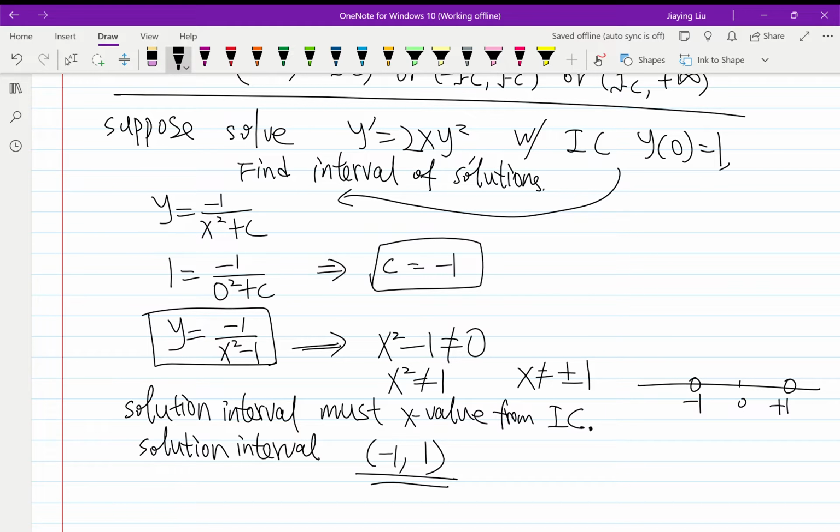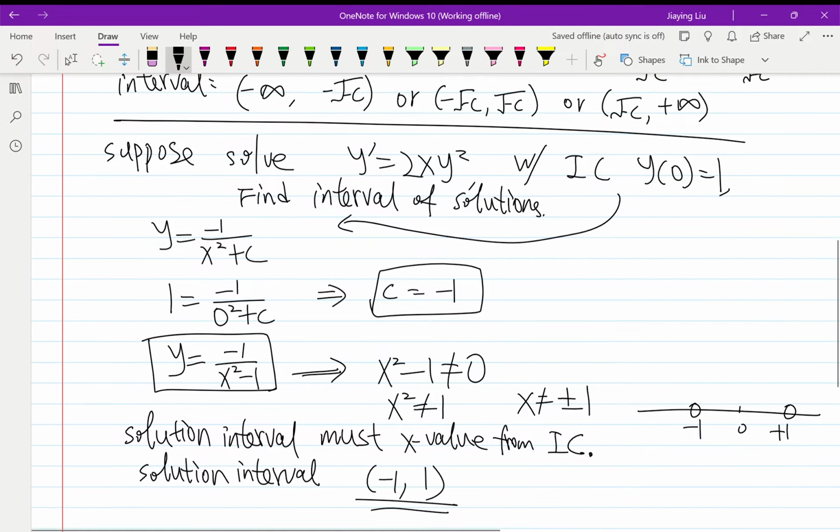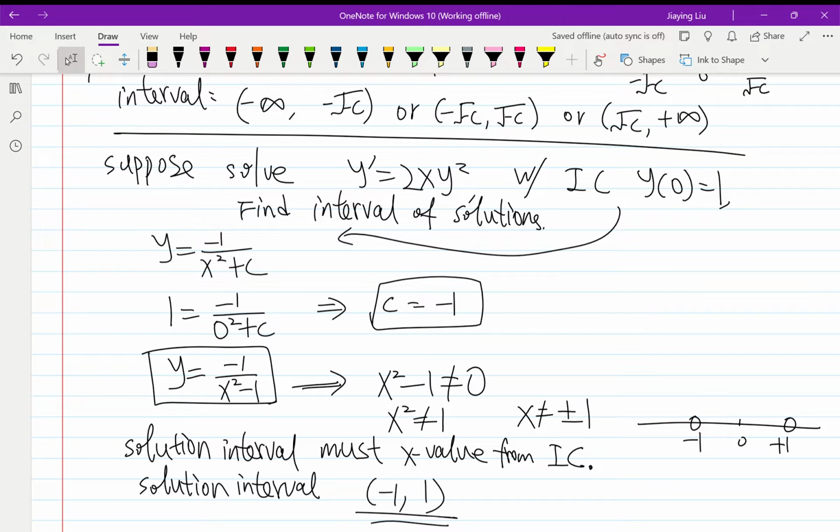You had a whole bunch of questions in the homework that were asking you to find the solution interval. Some of them you don't know the initial condition, so you just leave it with a constant c and write down all the possible intervals. Some of them you can actually find the specific one.